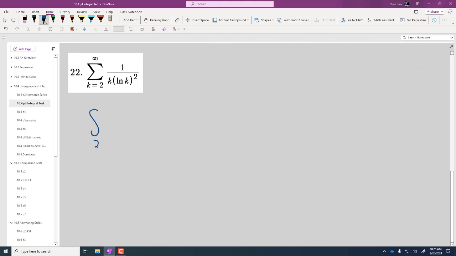We're going to look at the integral from 2 to infinity, and we're going to put x's in here. You don't have to, but x generally in math means a continuous variable. K and n usually mean discrete.